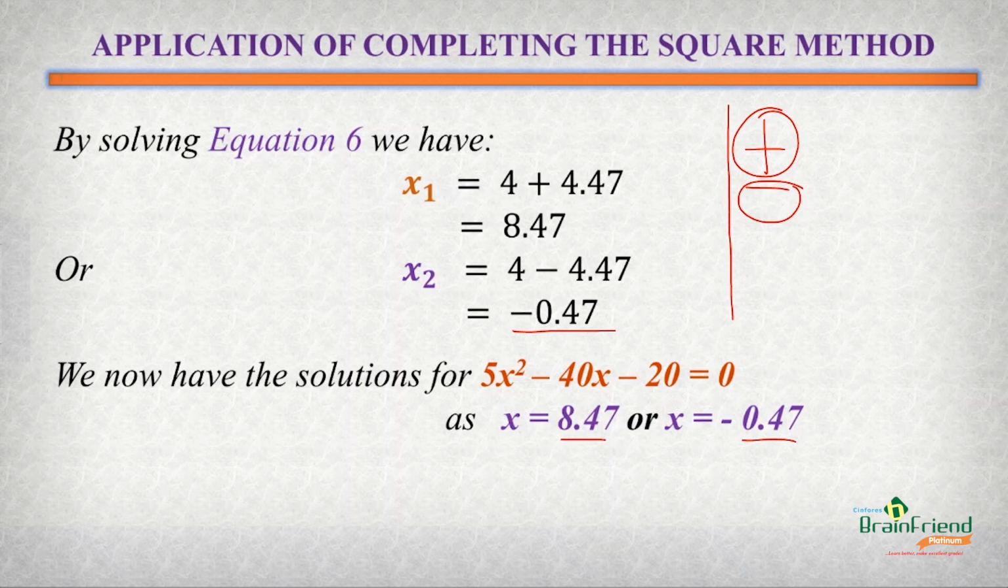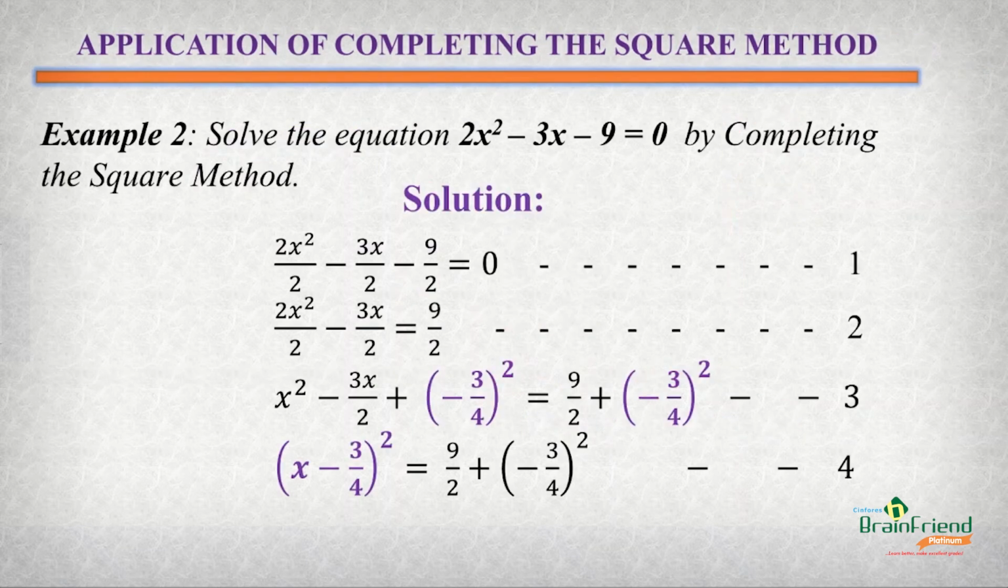Okay, let's try one more example. Example 2. Solve the equation 2x squared minus 3x minus 9 equal to 0 by the completing the square method. Solution. Now, let's follow the steps we had earlier. Remember, the first step is to do what? Divide through by the coefficient of x squared, which in this case is 2. By dividing through, we would have this equation, which we call equation 1. 2 will divide 2, and we'll be left with only x squared there.